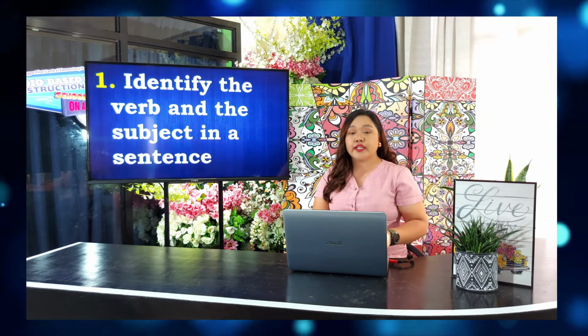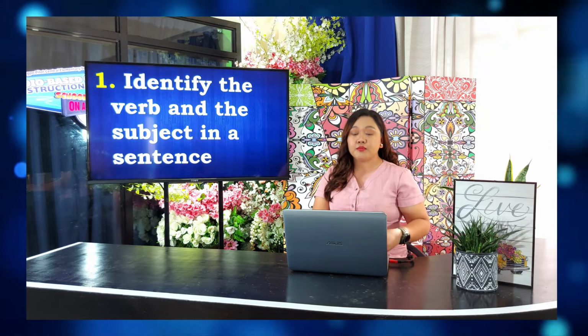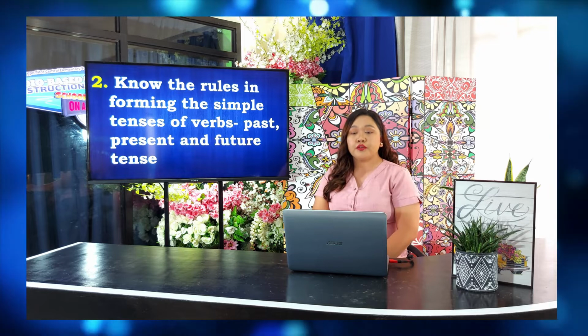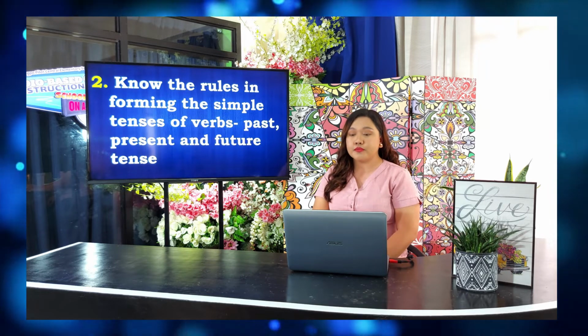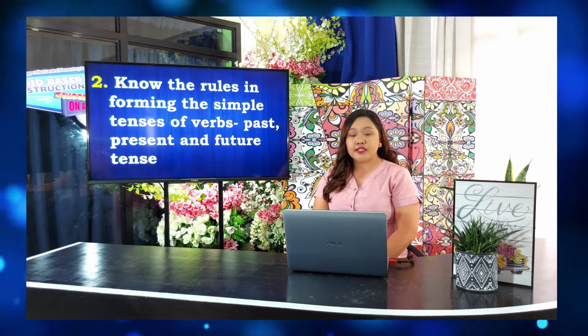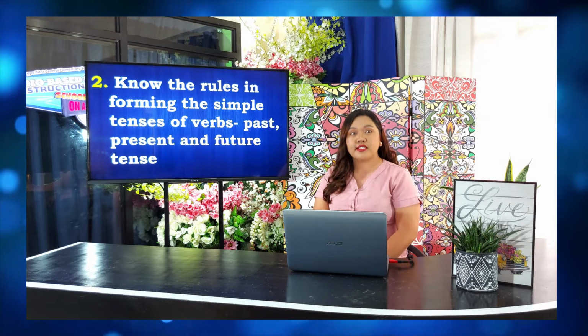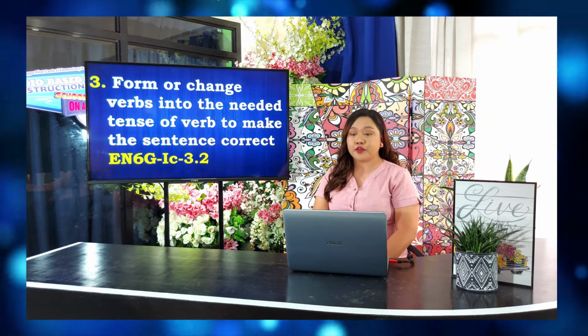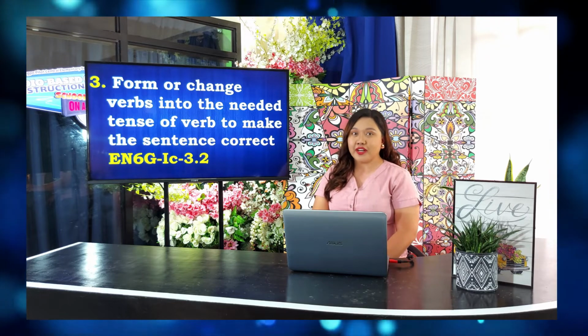Let's begin with our learning objectives. First, you are expected to identify the verb and the subject in a sentence. Second, know the rules in forming the simple tenses of verbs: past, present, and future tense. Third, form or change verbs into the needed tense of verb to make the sentence correct.